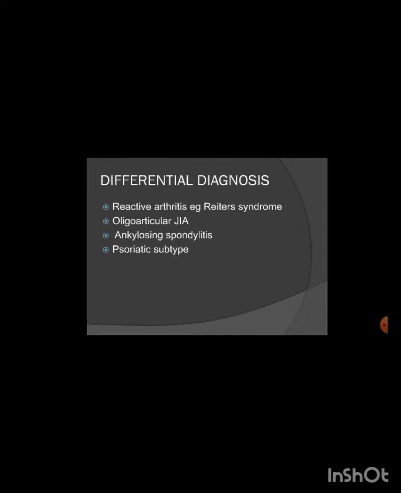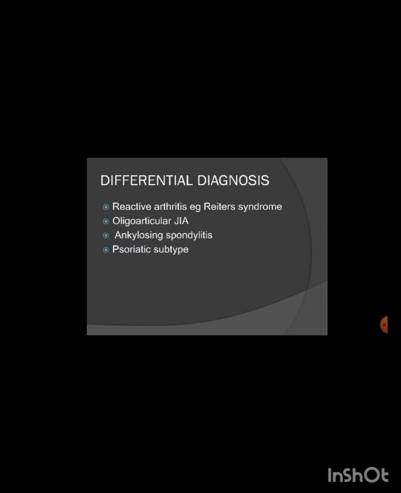What is reactive arthritis? We also call reactive arthritis Reiter syndrome. In this syndrome, there is a triad of conjunctivitis, urethritis, and arthritis. But there is no conjunctivitis and no urethritis, so it is excluded from the diagnosis.